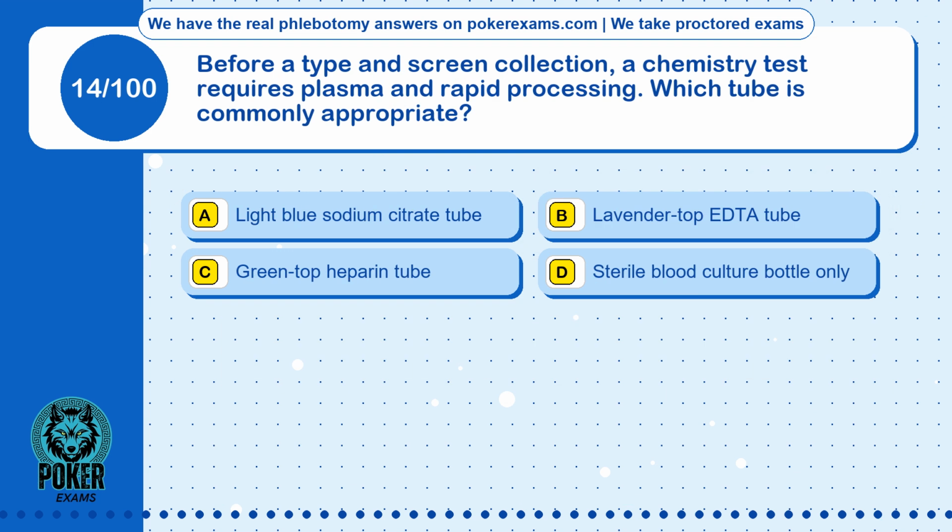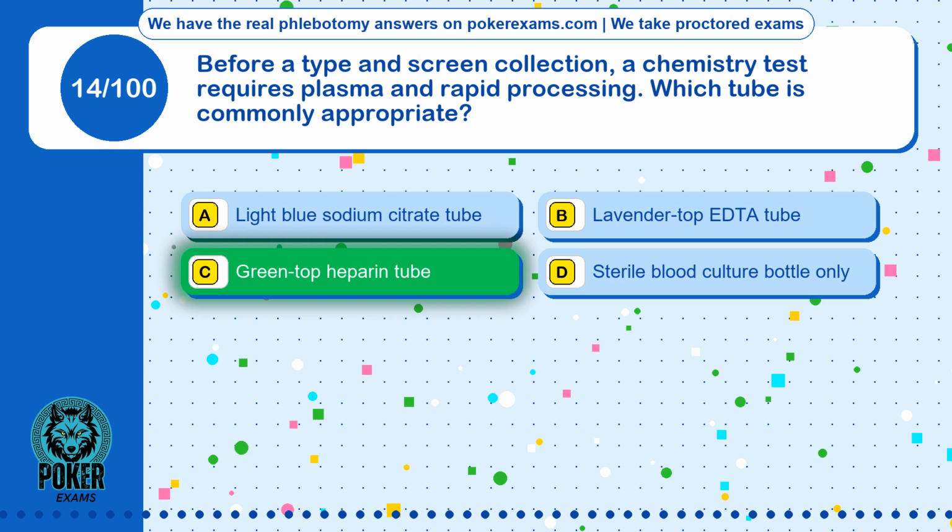Question 14. Before a type and screen collection, a chemistry test requires plasma and rapid processing. Which tube is commonly appropriate? Option A, light blue sodium citrate tube. Option B, lavender top EDTA tube. Option C, green top heparin tube. Option D, sterile blood culture bottle only.